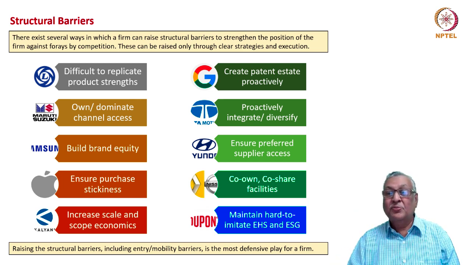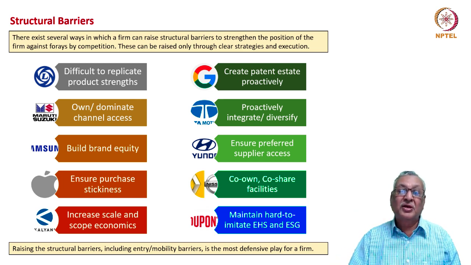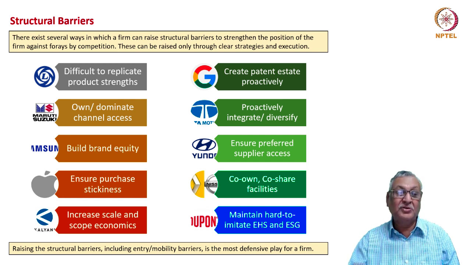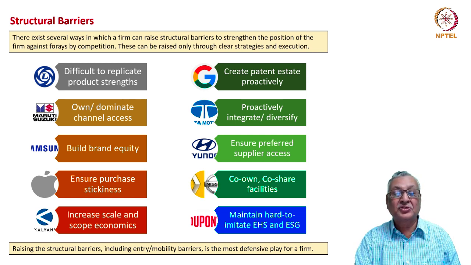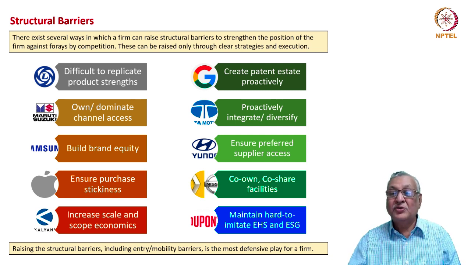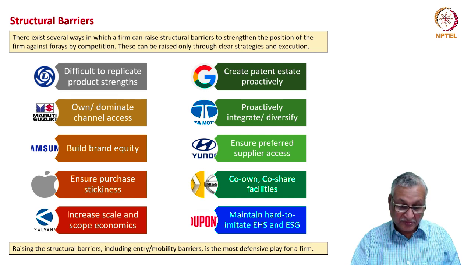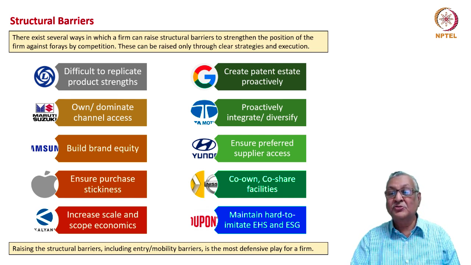Google creates a patent estate proactively. It is a structural barrier erected by the company consciously against people getting into such activity, which is the core activity for the company. Maruti Suzuki erected structural barriers by owning and dominating channel access like no other car manufacturer. Tata tried to proactively integrate in terms of the manufacturing facilities, outsourcing facilities, and diversify in terms of the product range. That was a structural barrier that was erected very effectively by Tata Motors.